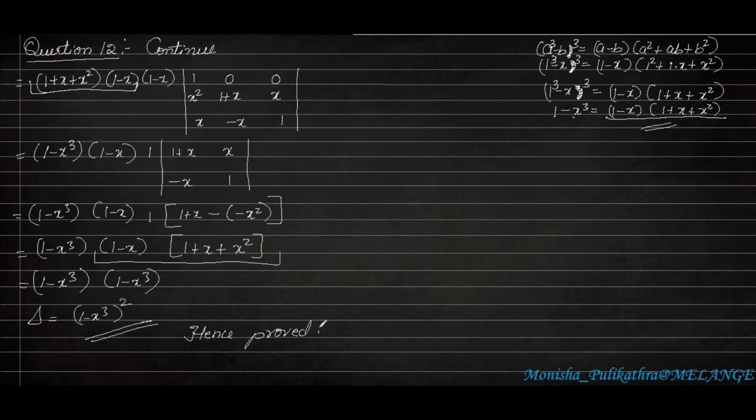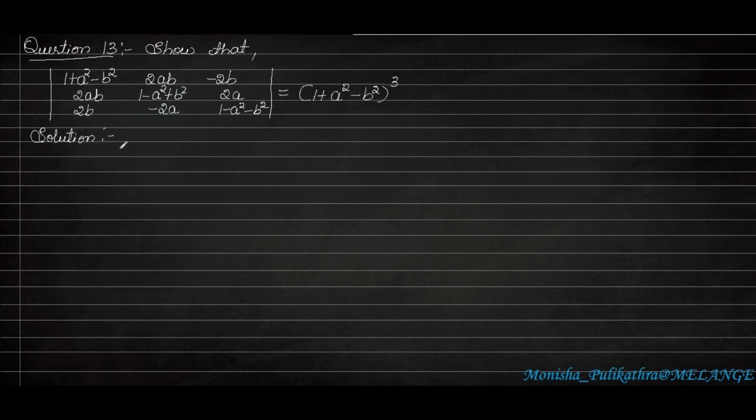I hope you understood this. Moving on to the 13th question. The 13th question is also a show that problem. So here I will be applying a rule. So applying R1 to R1 plus B R3. So if there is no chance of cancelling this, we can take any variable there.